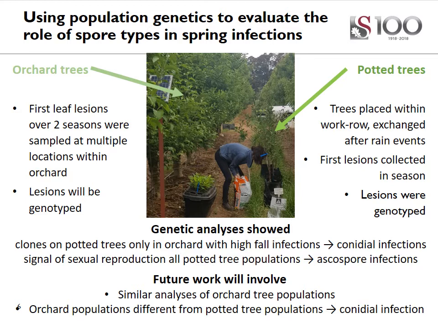So the genetic analysis of the potted tree lesions showed that clones occurred only in an orchard with high fall infections, indicating clonal infections. And the signal for sexual reproduction was seen on all potted tree populations, which is an indication of ascospore infections. So future work will involve a similar analysis of the orchard tree populations and the determination of whether orchard populations differ from potted tree populations, which would be an indication of conidial infection.